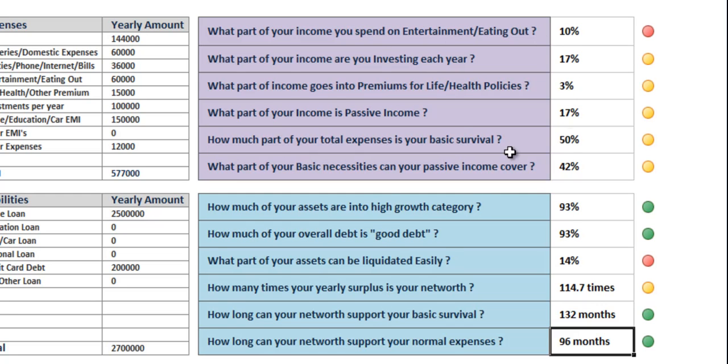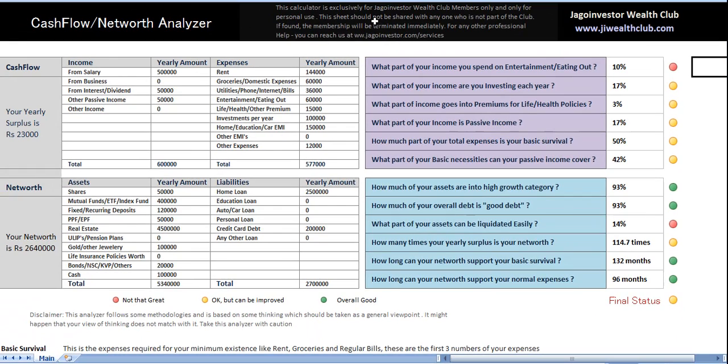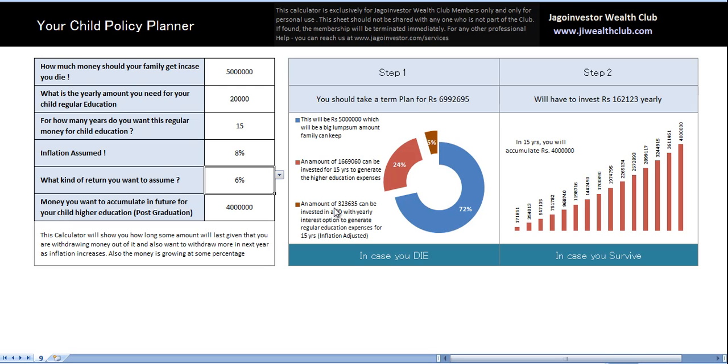So these are some of the things which you are getting, and you can get these red, yellow, or green signals. So green is good and red is bad and yellow is like fine. So this is how you can get some insights. So that is why we call it as cash flow and net worth analyzer. So let's move to the next one, which is create your own child policy.